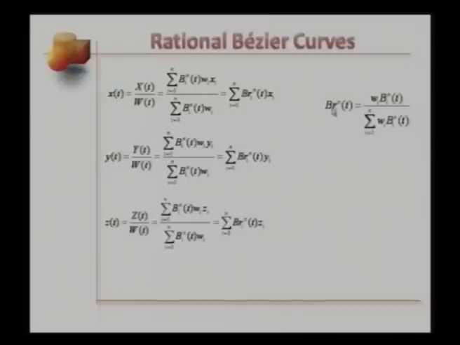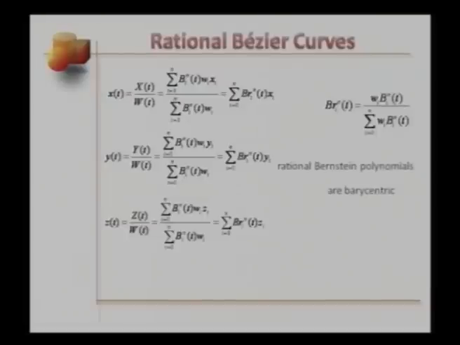Formally, BRi super n as a function of t is given by wi Bi super n, these are the original Bernstein polynomials with index i and degree n, over summation i going from 0 to n, wi and the ith Bernstein polynomial right here. You can think of BRi super n as rational Bernstein polynomials. Notice that like the original Bernstein polynomials, they too are barycentric.